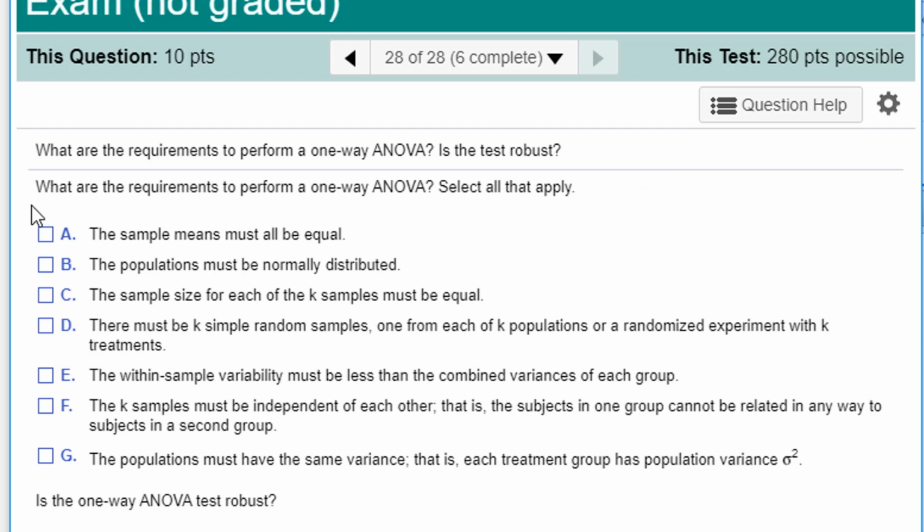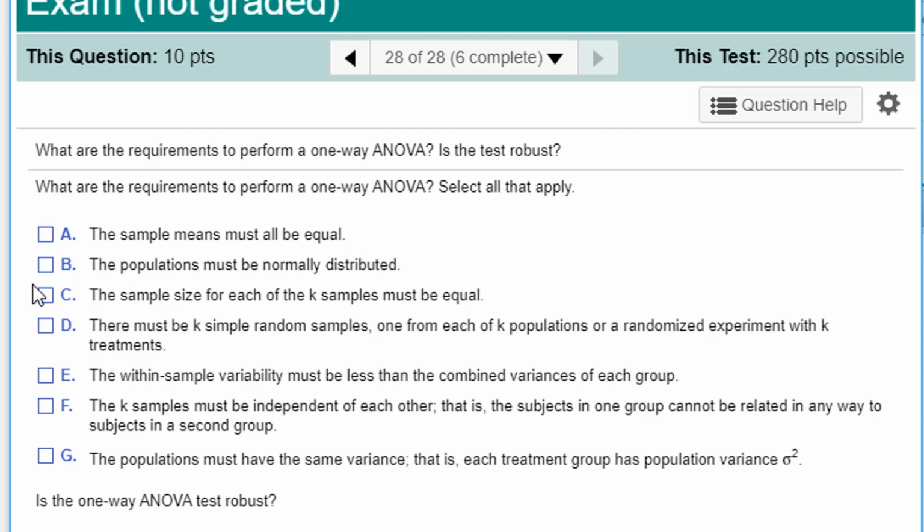Select all that apply. So let's see. The sample means must all be equal. That's not a requirement for a one-way ANOVA. That's the assumption of the null hypothesis when you're doing an ANOVA test, but it isn't a requirement to do the test. Actually, we're not testing the sample means being equal, we're testing the population means being equal. Sample means are never going to be equal because sample means are continuous random variables. They might be close, they might be far away, but that doesn't matter.